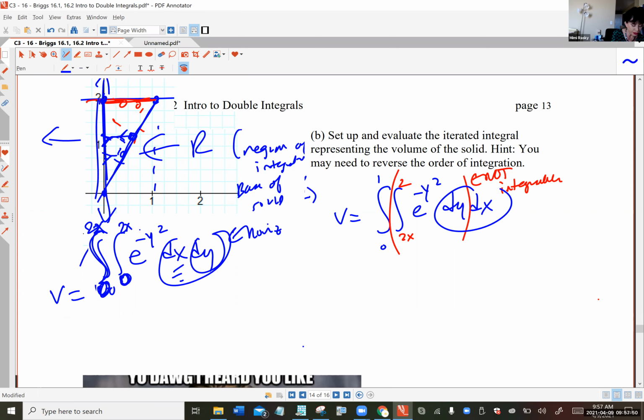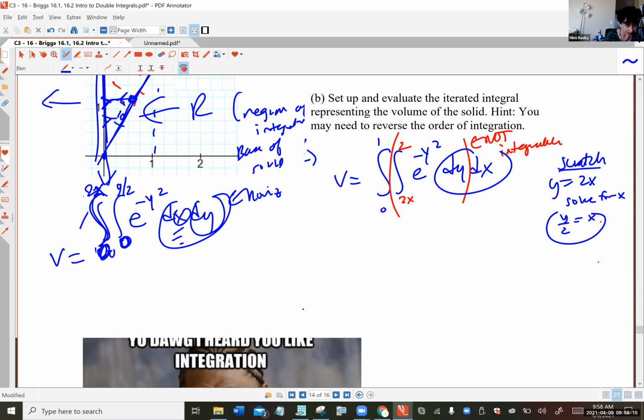But you don't want to put 2x as the upper limit, because remember, you're going to violate a rule, the rule that says the limits aren't supposed to match the variable of integration. So please don't do that. Instead, go on the side margin here with some scratch and solve the equation y equals 2x for x. And I get x equals y over 2. And y over 2 is what you need to use for your upper limit for the x. Now you're ready to rock and roll.